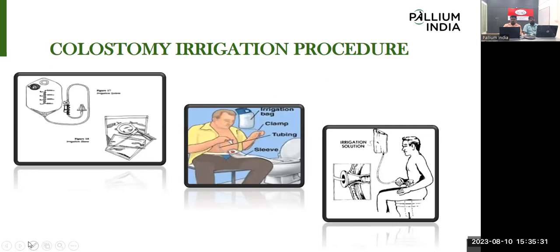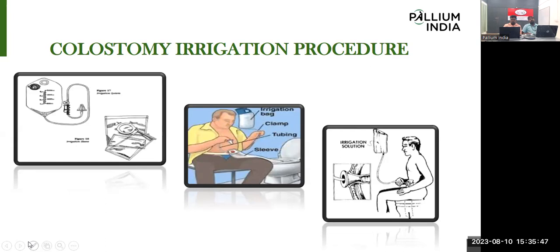Then there is a sleeve. One end of the sleeve we keep inside the closet. The starting end of the sleeve also has a belt.